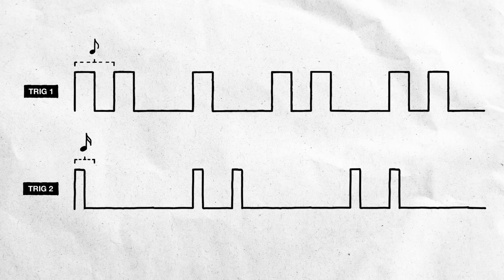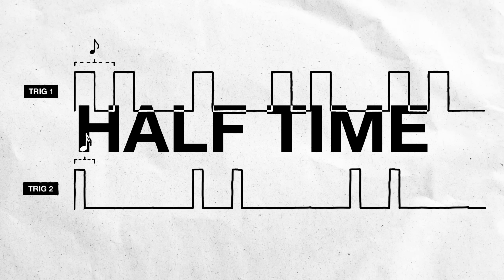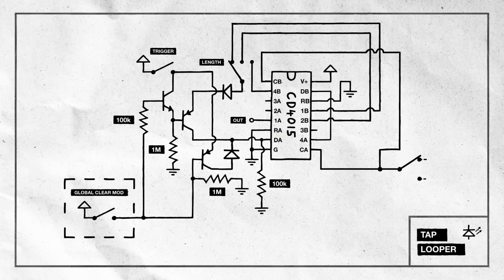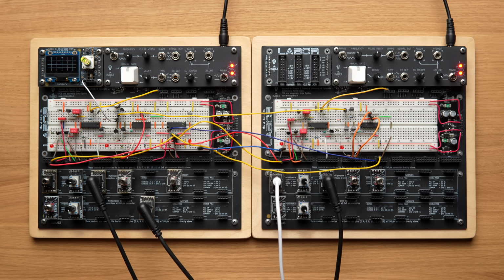That gives us the illusion of a longer pattern at the cost of resolution, a feel that's usually referred to as halftime. To make it happen, we'll add a simple 2-way switch at each tap looper's clock input. One side connects to the main 16th note clock. The other taps into the 8th note output from our clock divider. This lets us switch each channel into halftime mode independently. So what does that sound like? Let's combine different sequence lengths and speeds and see what kind of results we get.